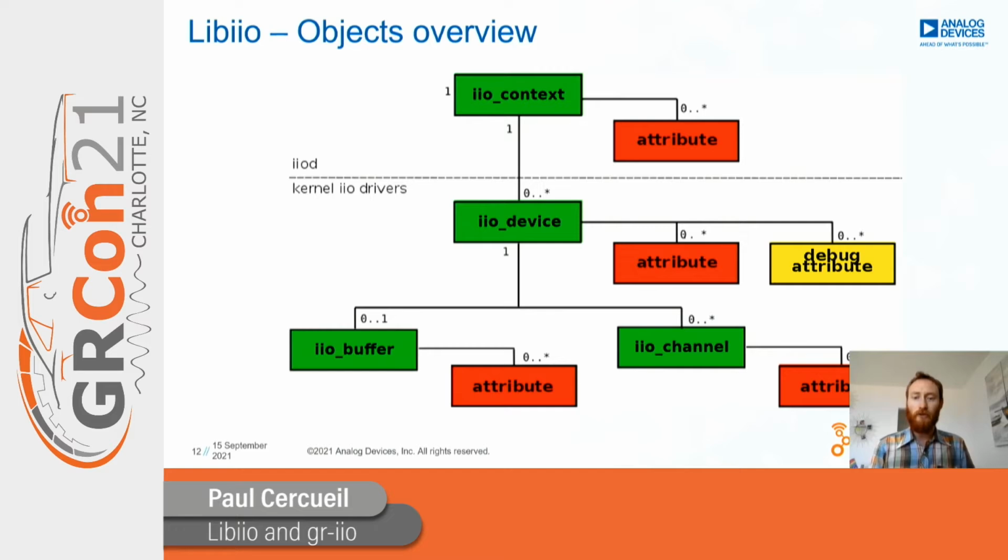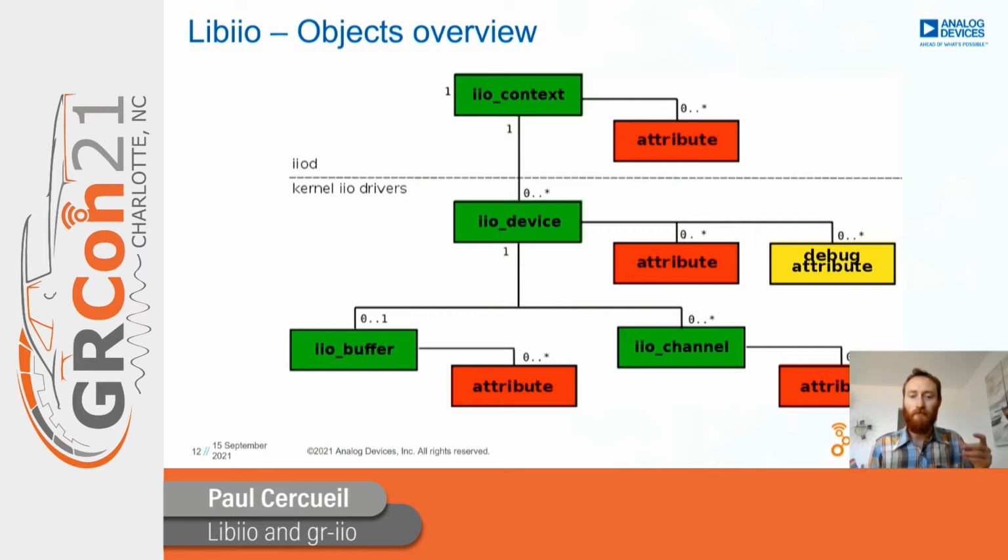Inside LibIIO, you have different kinds of objects. First, the top level object, which is the I/O context. The I/O context basically contains all the devices that you would find, for instance, on your target board. Your I/O context object can have attributes, which will be, for instance, the kernel version, the operating system, etc.